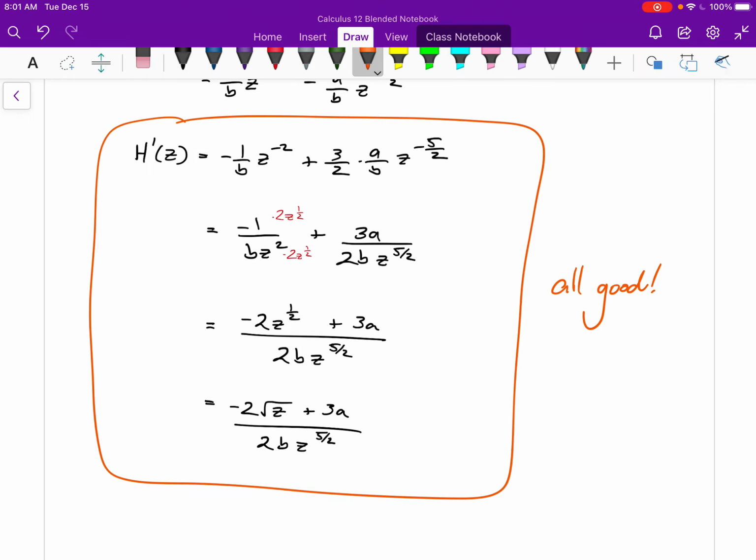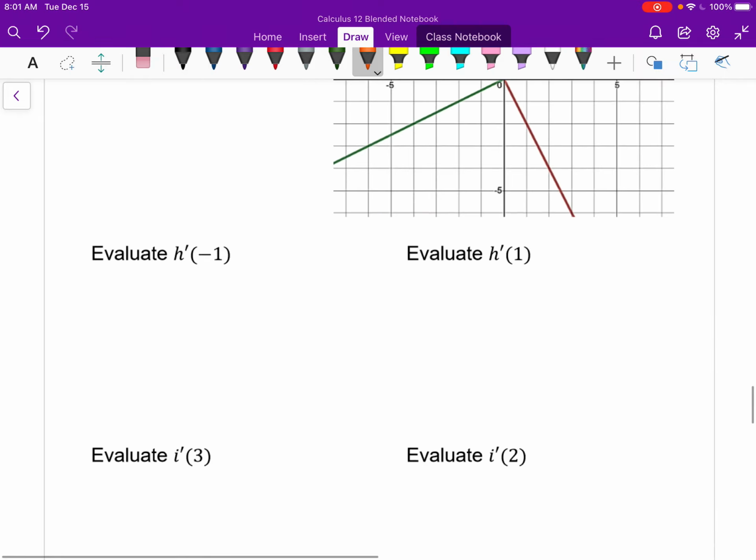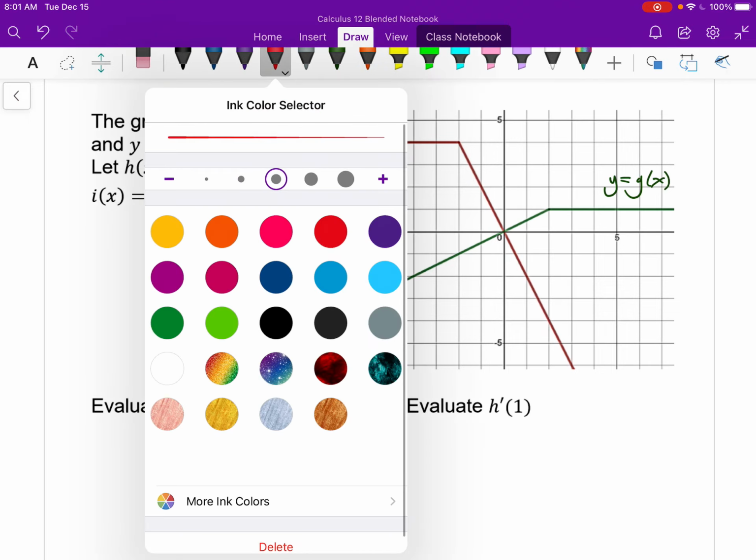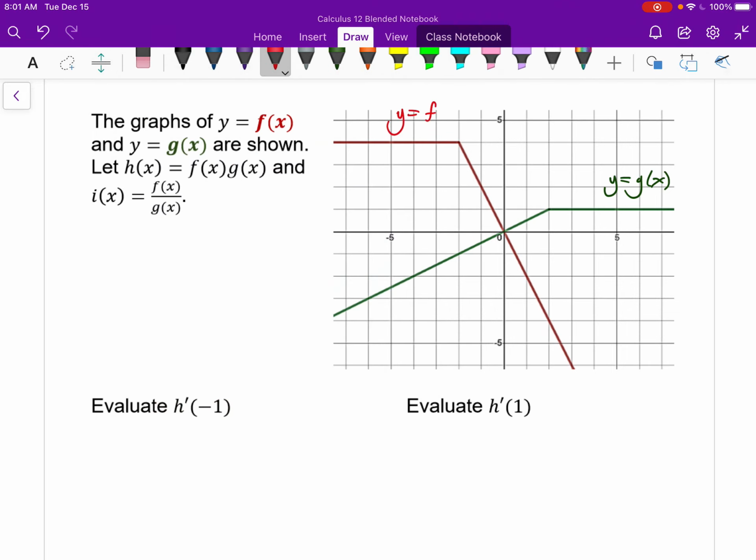All right, so the last question is using the quotient rule and the product rule without equations. So what I have here are graphs of two functions. f of x is in red, so I'll label this here. And g of x is in green. And then I introduce two other functions. h of x is f times g, and i of x is f divided by g.